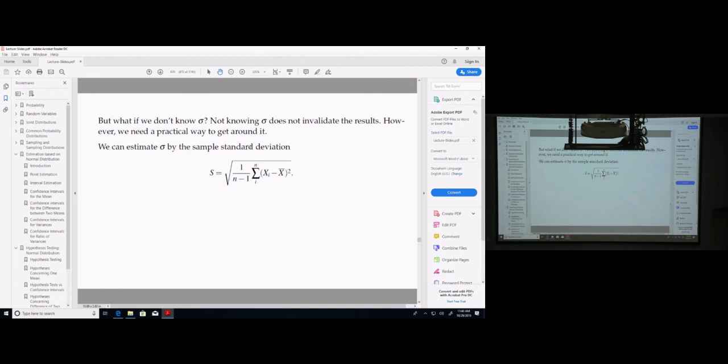If we do not know sigma, not knowing sigma does not invalidate the results. However, we need a practical way to get around it. Not knowing sigma will not affect our conclusions of the previous two slides, but in subsequent calculations we will have problems because all our answers will involve an unknown quantity, and so we can't calculate them. So we need to estimate the standard deviation of the population from the sample itself. So this is what it is.